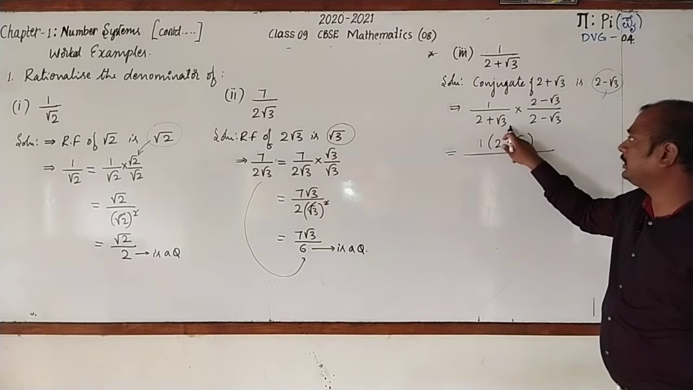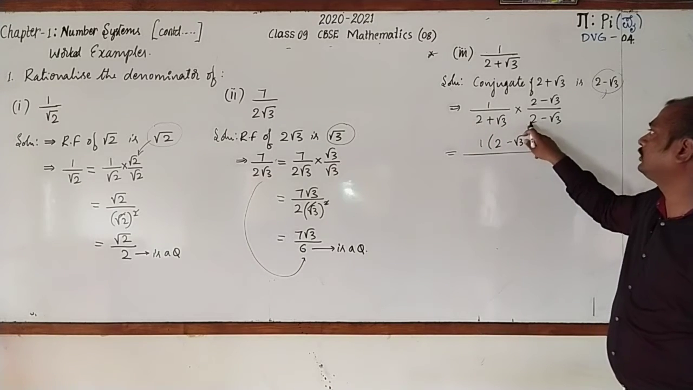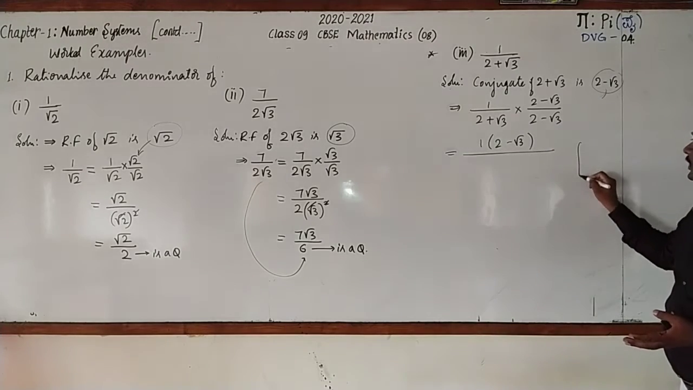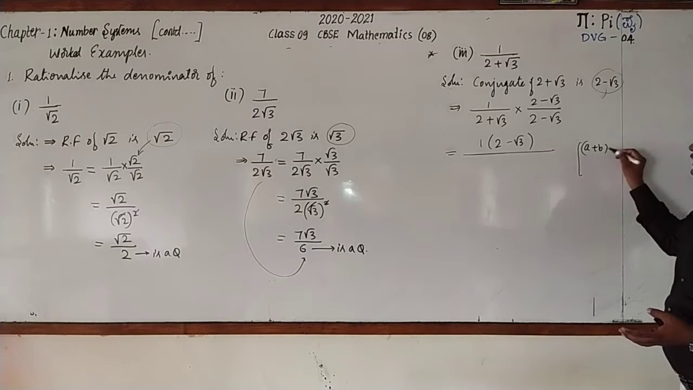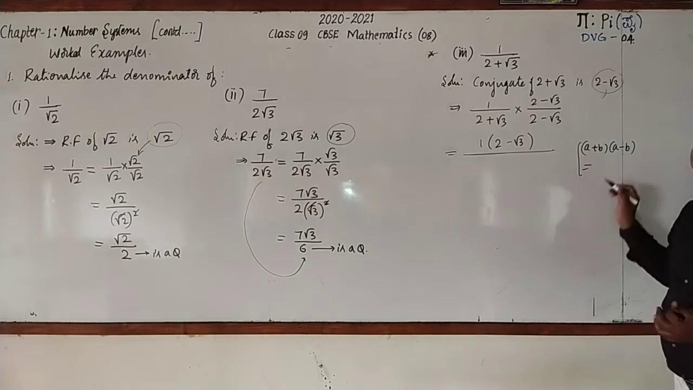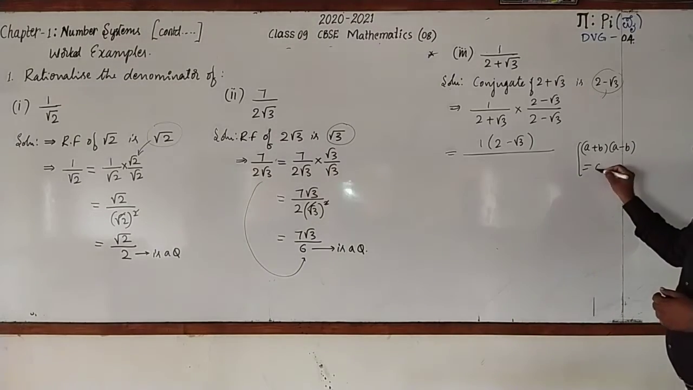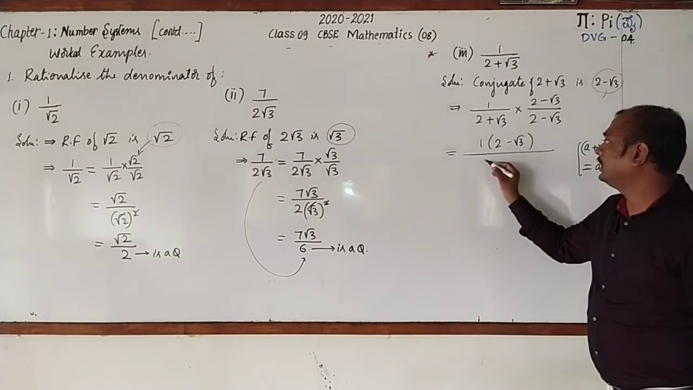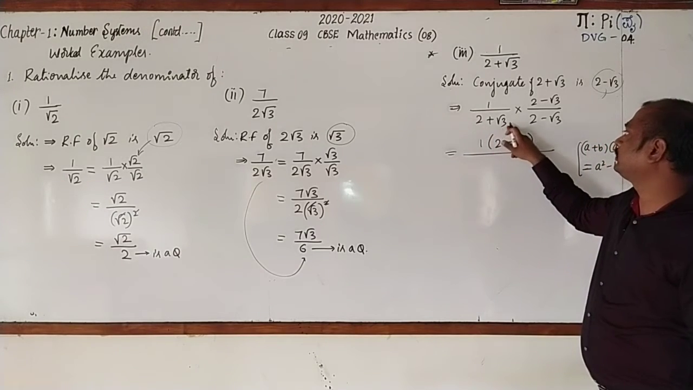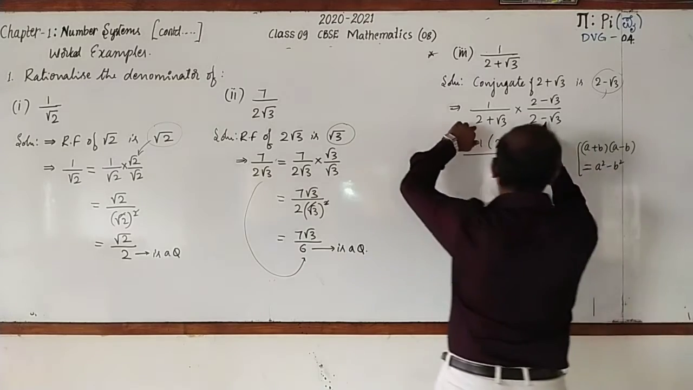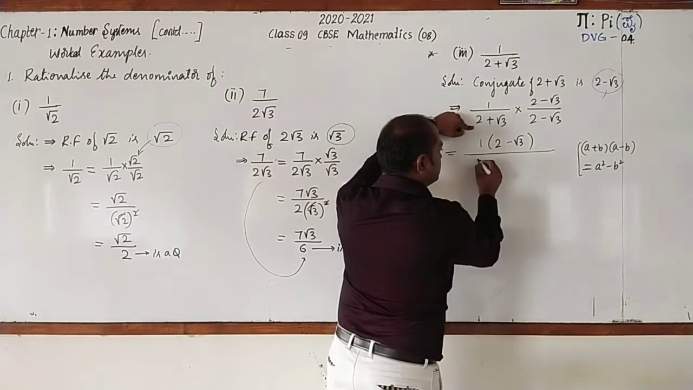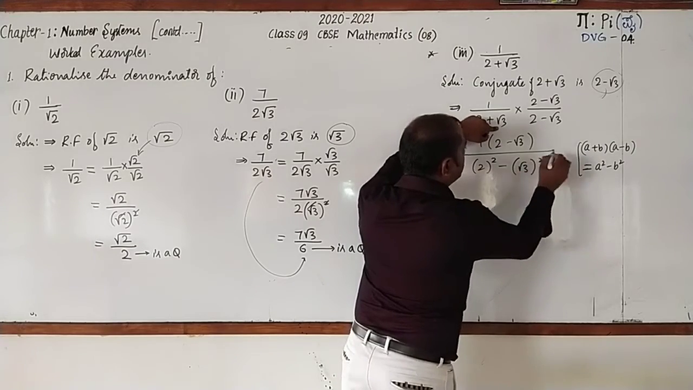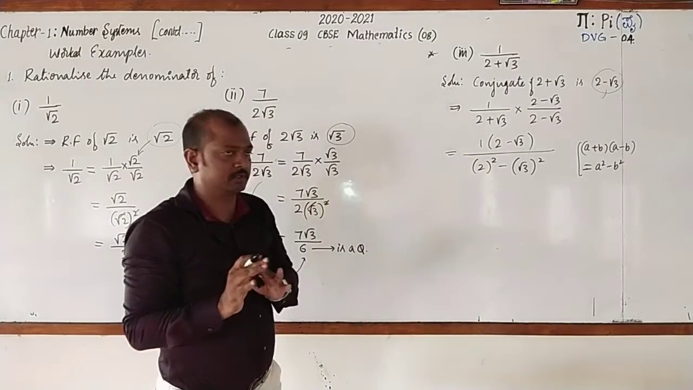Then, denominator: 2 plus root 3 into 2 minus root 3. In which form are they? They are in the form of (a plus b) into (a minus b). Then, this can be written as a square minus b square. Hence, I can write (2 plus root 3) into (2 minus root 3) as 2 whole square minus root 3 whole square. I hope that you have understood.